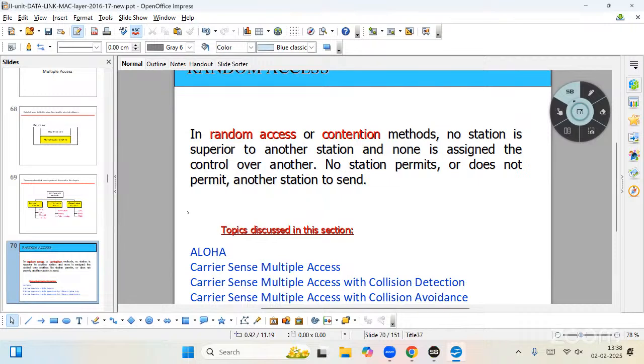CD. What is CD? Collision Detection. We need to detect the collision. What is the CA? Collision avoidance.